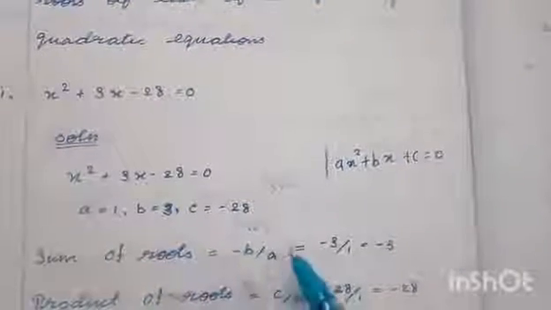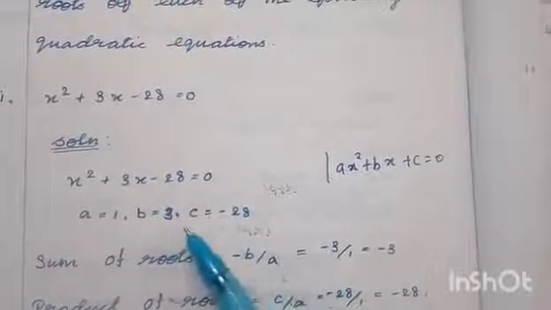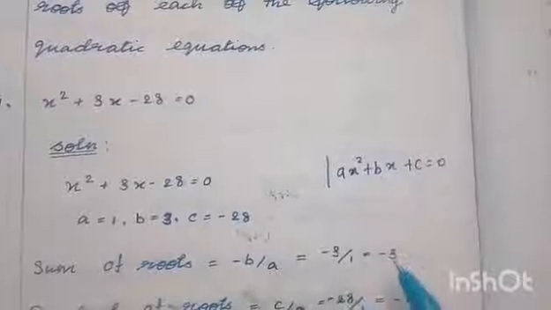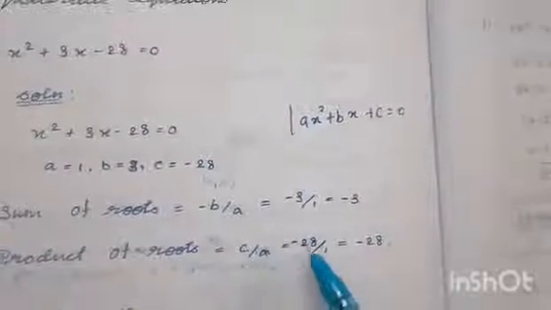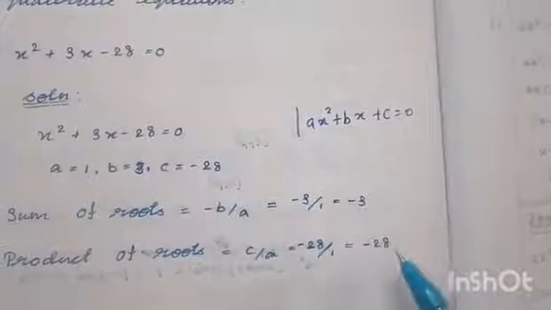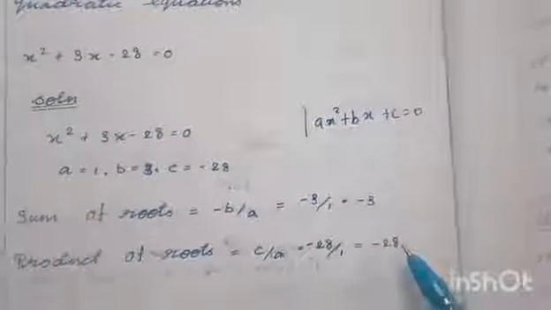Sum of roots formula, minus b by a. So that is minus 3 by 1, that is equal to minus 3. Product of roots formula, c by a. So that is minus 28 by 1, that is equal to minus 28. Now the second problem, try yourself.